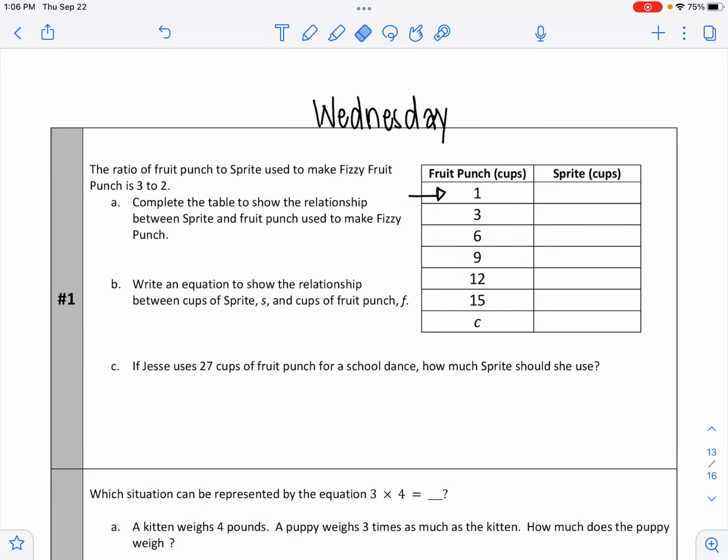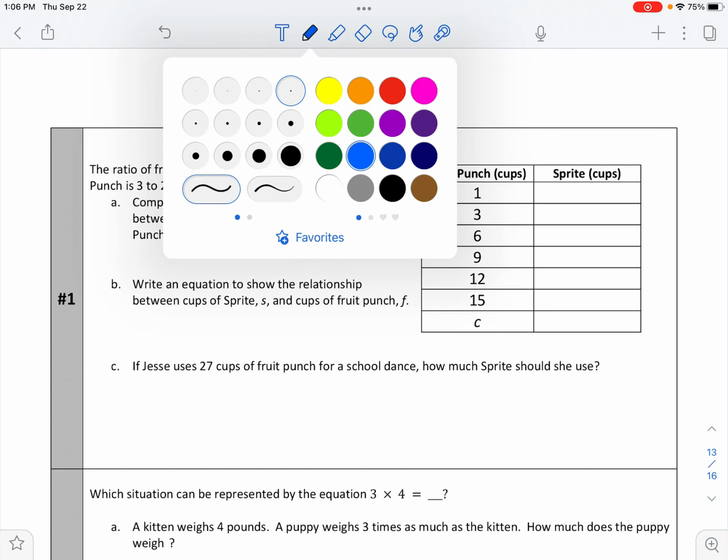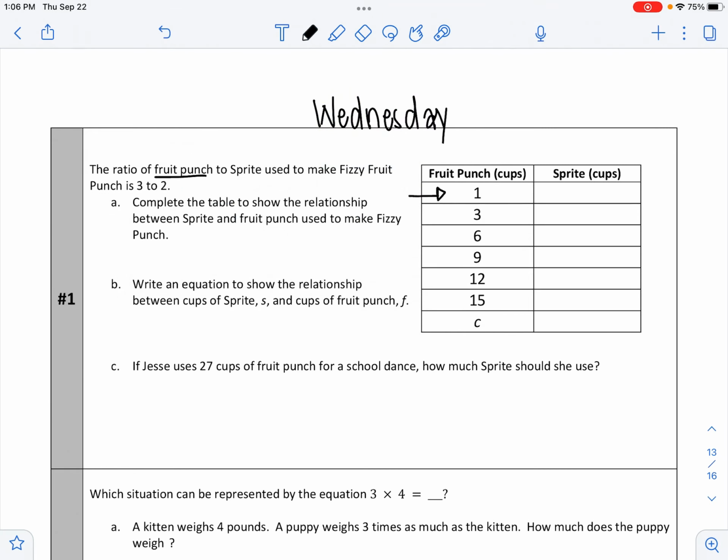Question 1 says, the ratio of fruit punch to Sprite used to make fizzy fruit punch is 3:2. I'm going to underline key information to start. Fruit punch to Sprite is 3:2. A. Complete the table to show the relationship between Sprite and fruit punch used to make fizzy fruit punch.